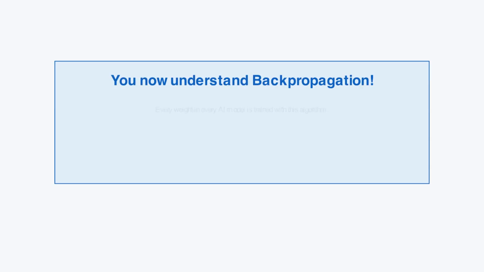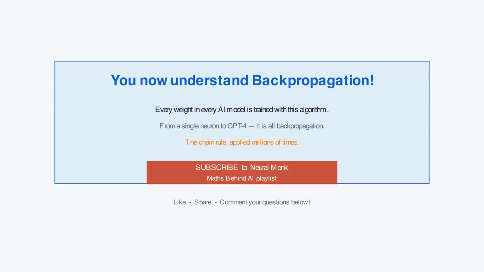You now understand backpropagation completely. From a single neuron to GPT-4, it is all the same algorithm. The chain rule, applied millions of times, to billions of parameters, across thousands of training steps. That is the engine behind every AI model that has changed the world.